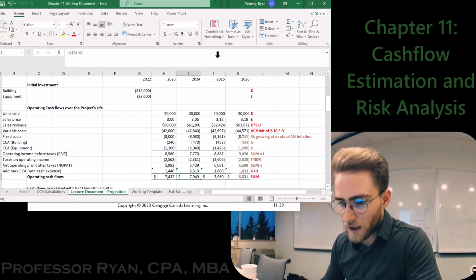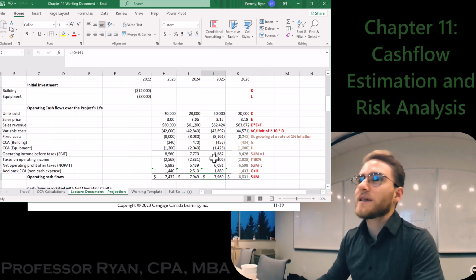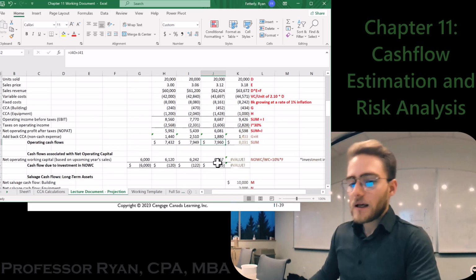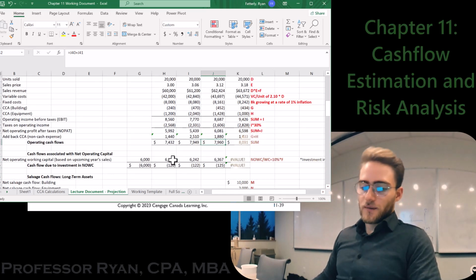In 2024, the project generates 7.949 mil. 2025 generates 7.96 mil. You get the point. So those are just your operating cash flows though, right?